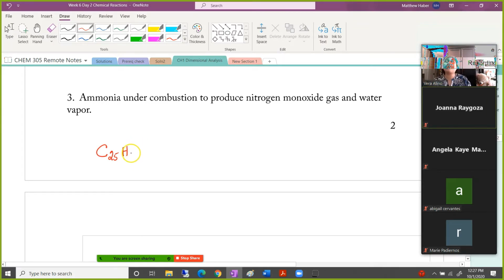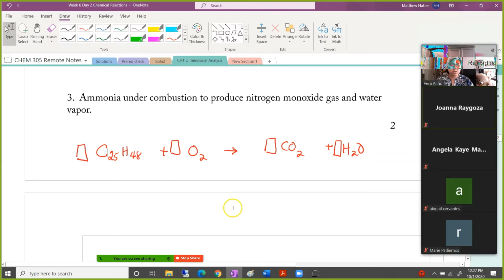So that's C25H48. When you're burning that, predict the products. So you know that that's carbon dioxide and water. Let's try to balance this equation. Okay, so I'll give you a head start. Try to do that on your seats, guys.